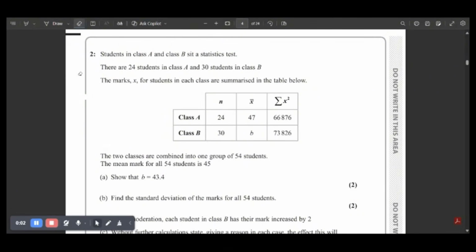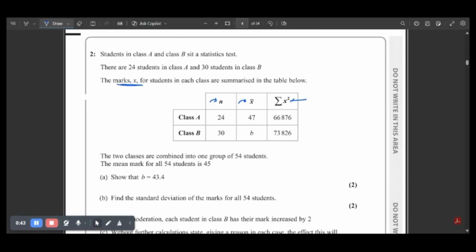In question 2, we can see that there are students in class A and class B who sit for a test. There are 24 students in class A and 30 in class B. The marks are given in the table. From the table, we can see that n is given. N is the size of the data set, in our case, the number of students. And x bar is given. From here, we can see that the marks is denoted by x. So x bar basically means the average mark of the class. So from the table, we know the average marks of each class is given.